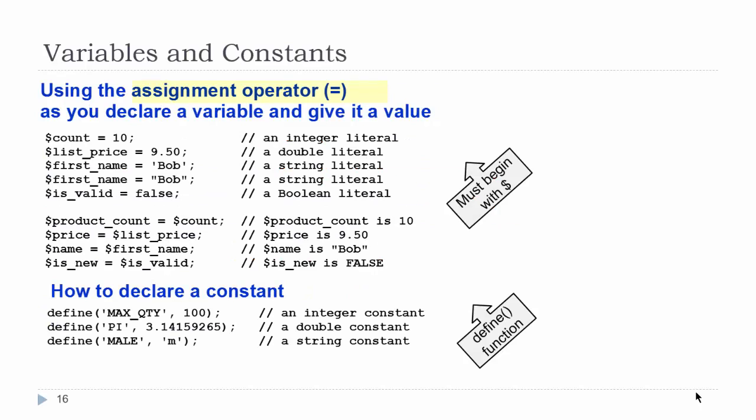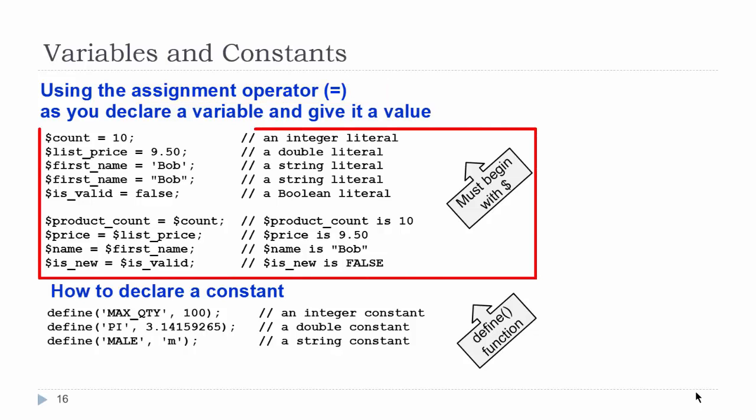Variables are assigned using the assignment operator, which is the equal sign. However, there is no keyword that we need to use, similar to the JavaScript language. So here we see an example of declaring a variable and assigning a value.